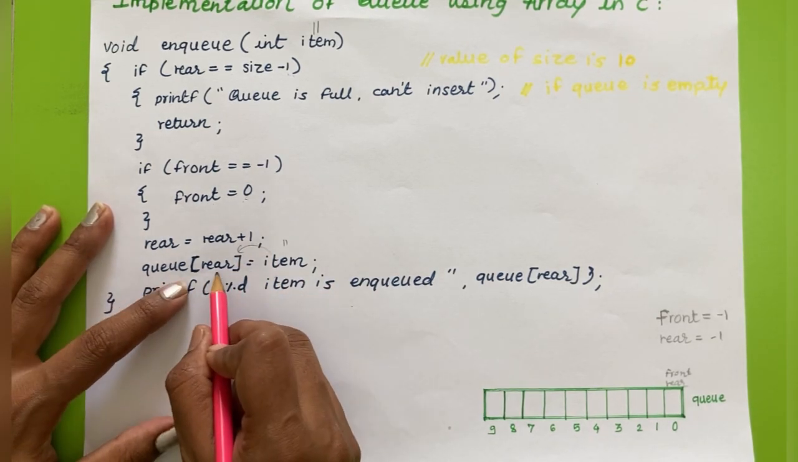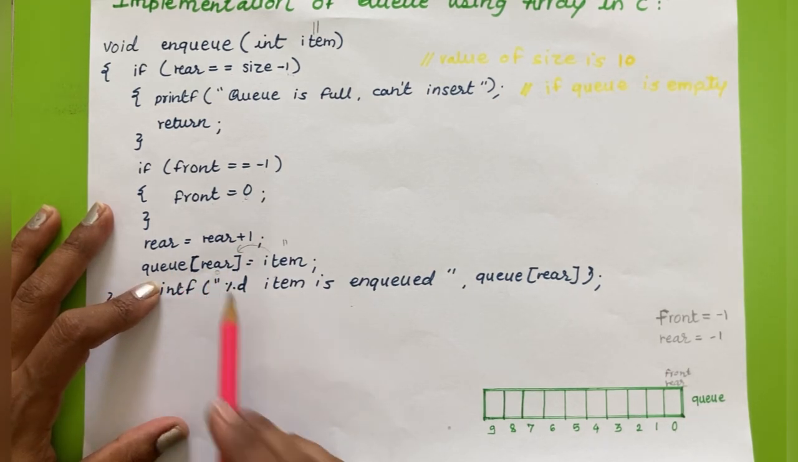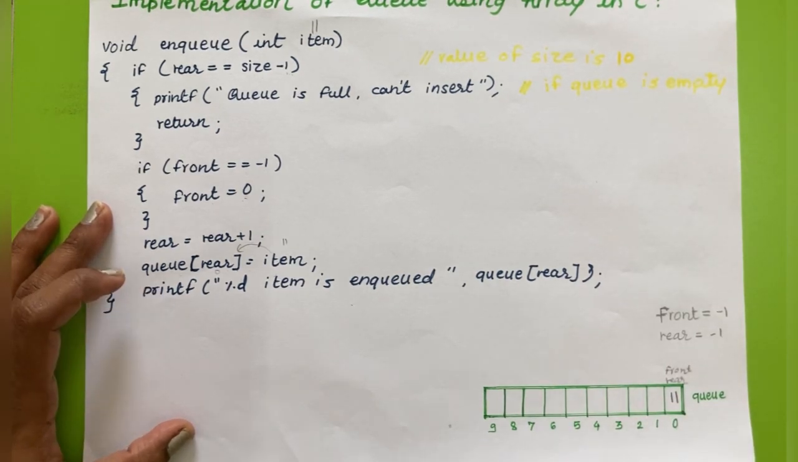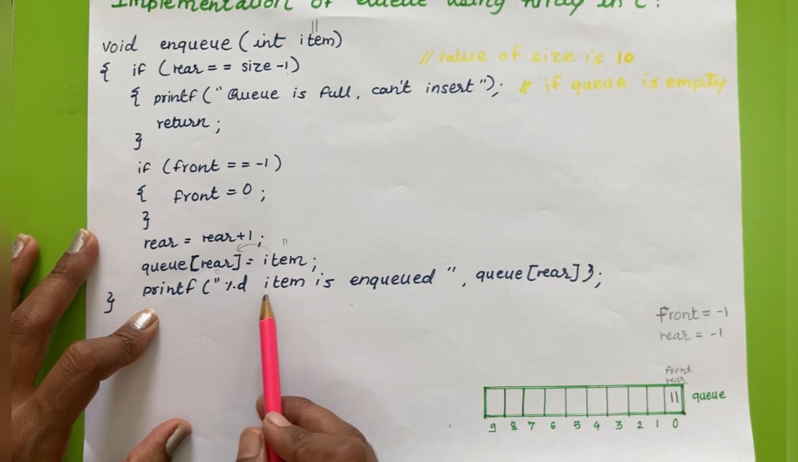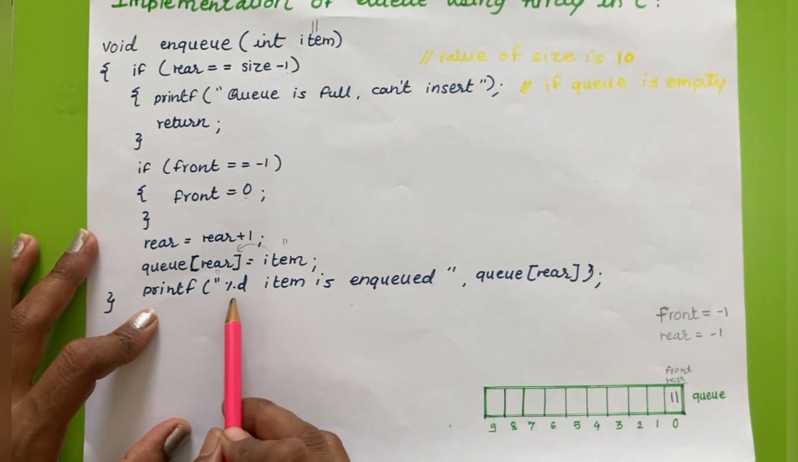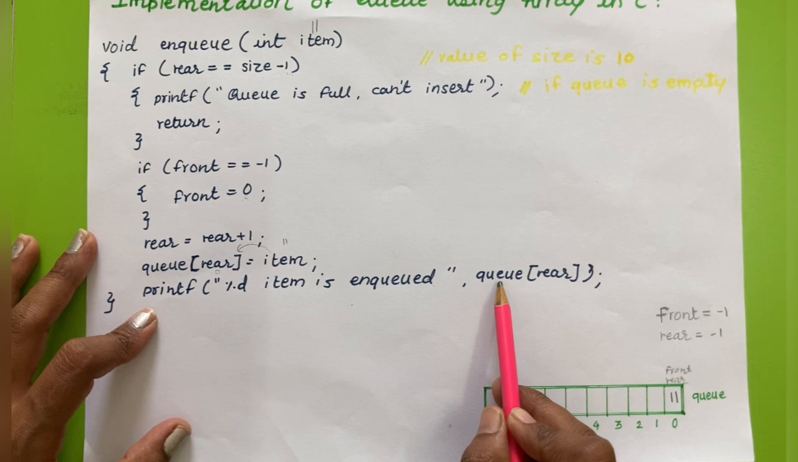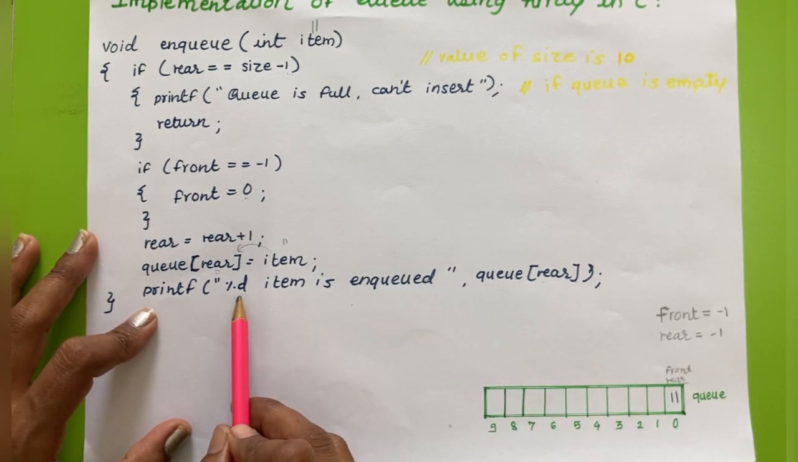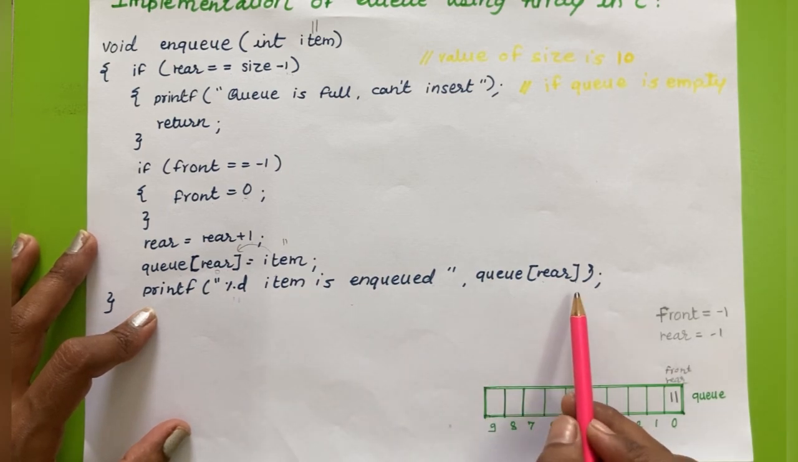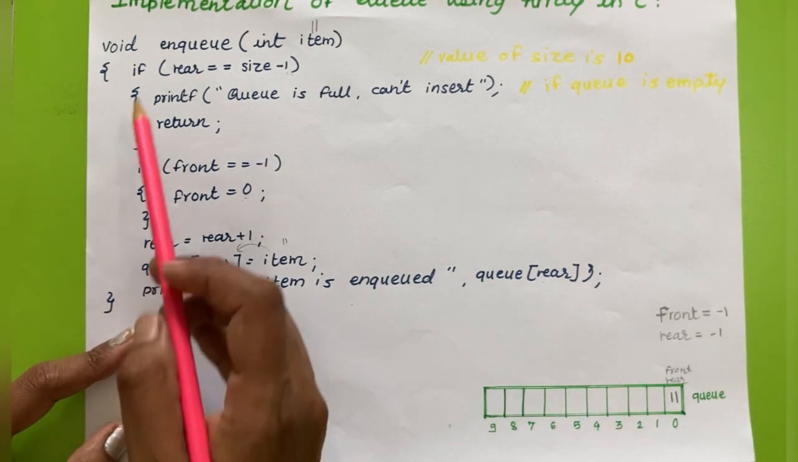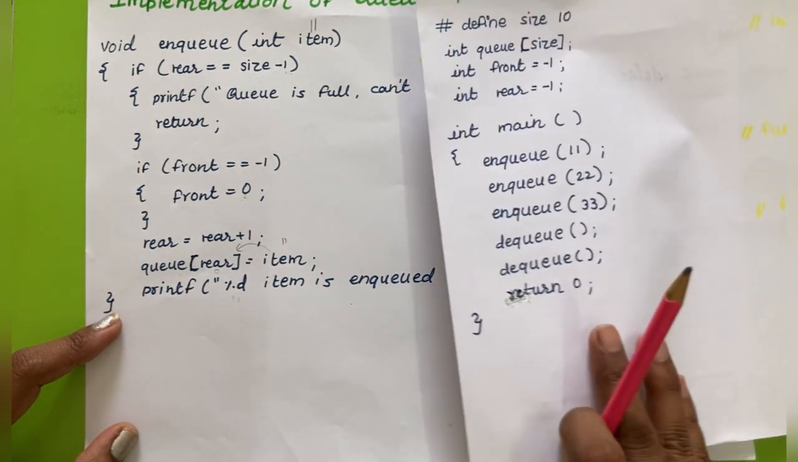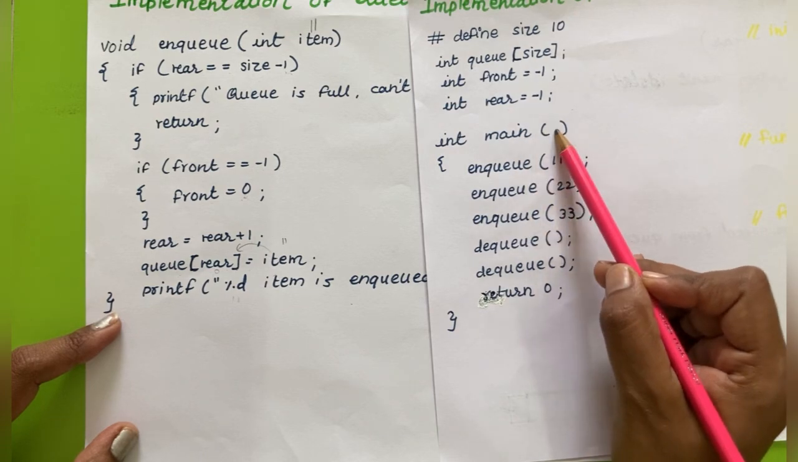Okay, so queue of rear means value of rear is now 0. So at queue of 0 we have element 11. Now we will print that %d item is enqueued. Instead of this %d, we have to print queue of rear. So 11 will get printed on the console. Here the enqueue operation call is completed, and we will move back to the main function.